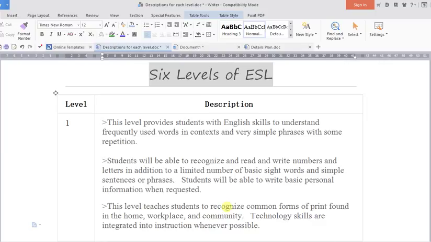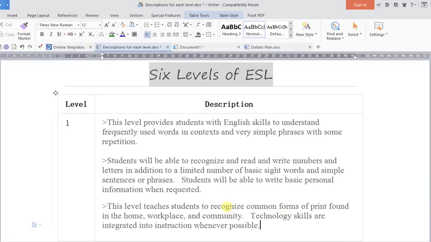This is Teacher Marvy, your junior manager, and today I will be discussing the 6 levels of ESL and their descriptions. This is to help you give the right levels to your students. There are actually 6 levels of our students.